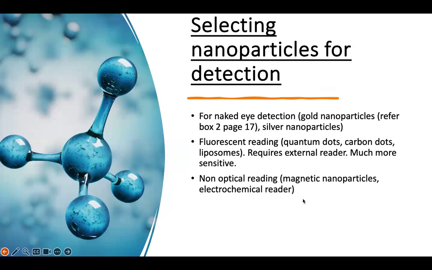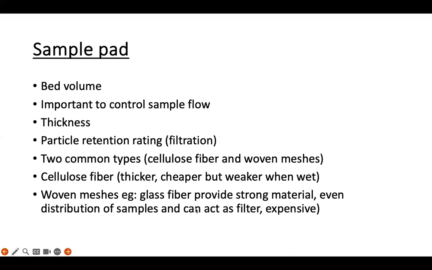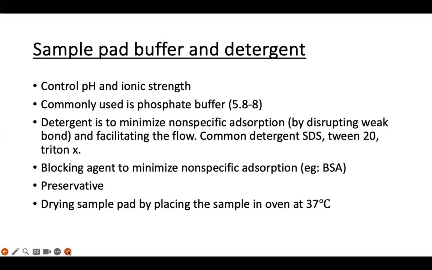Or if you wish to have a non-optical option, you can have magnetic nanoparticles. This one also requires a special reader to check on the test line and control line. This one is the same as what I have discussed. All right, sample pad and detergent. Commonly phosphate buffer is used, and sometimes you need to use detergent to minimize non-specific adsorption.